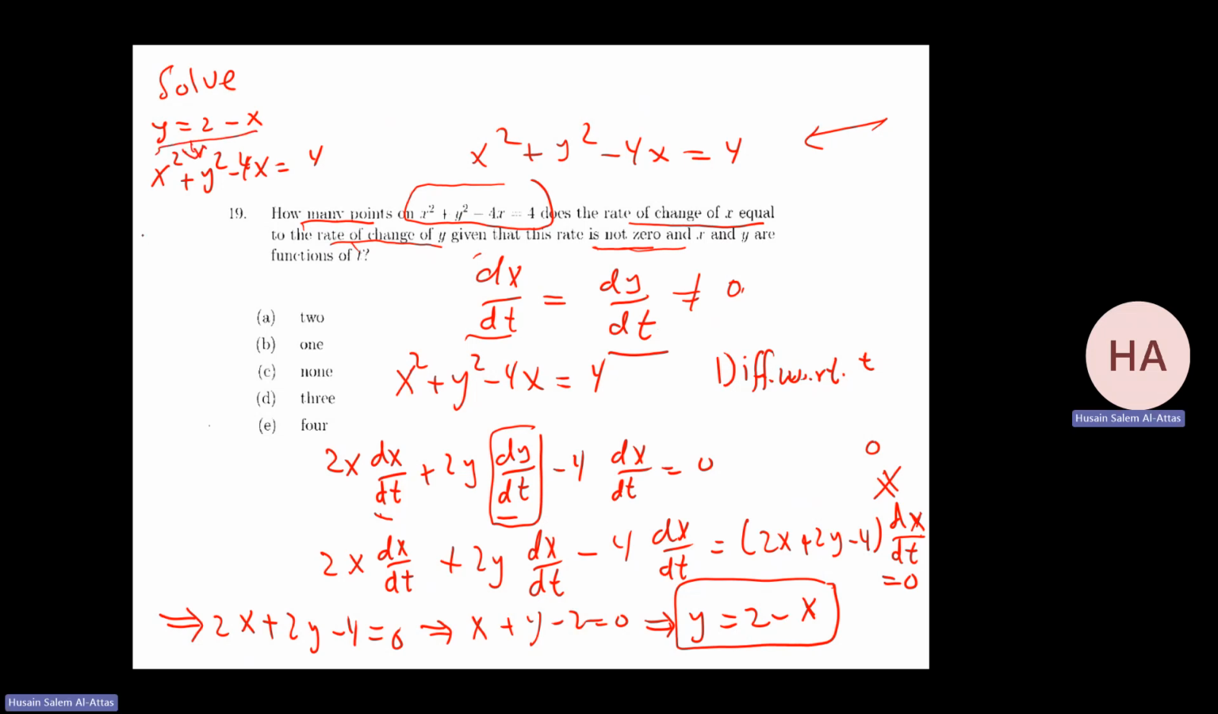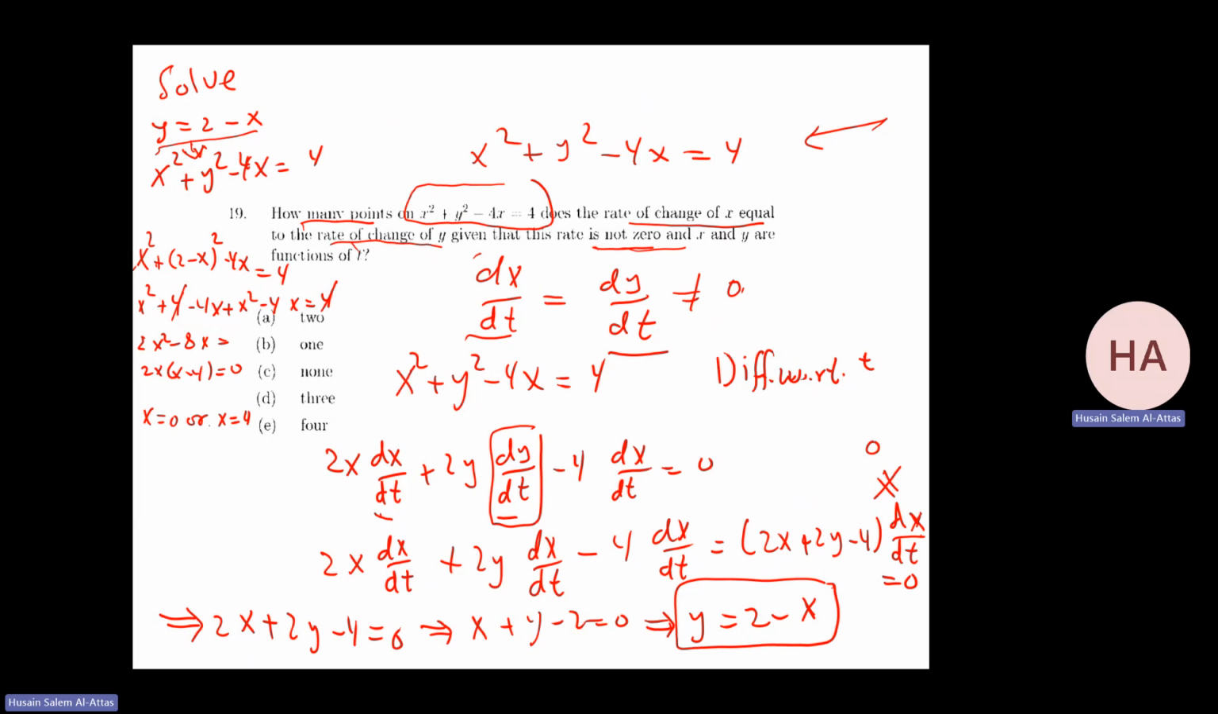Solve for x, I plug y in this equation. I'm getting x squared plus (2 minus x) squared minus 4x equal to 4. Open this, I have x squared plus 4 minus 4x plus x squared minus 4x equal to 4. So the 4 cancelled. I have 2x squared minus 8x, which is 2x times (x minus 4) equals 0. So I have either x equals 0 or x equals 4.